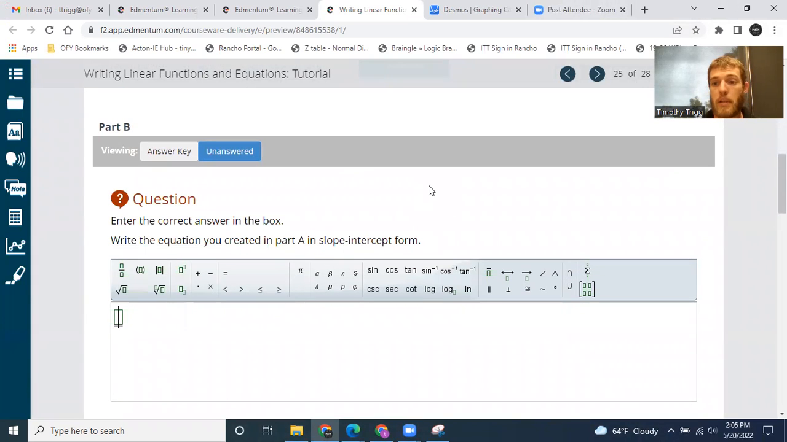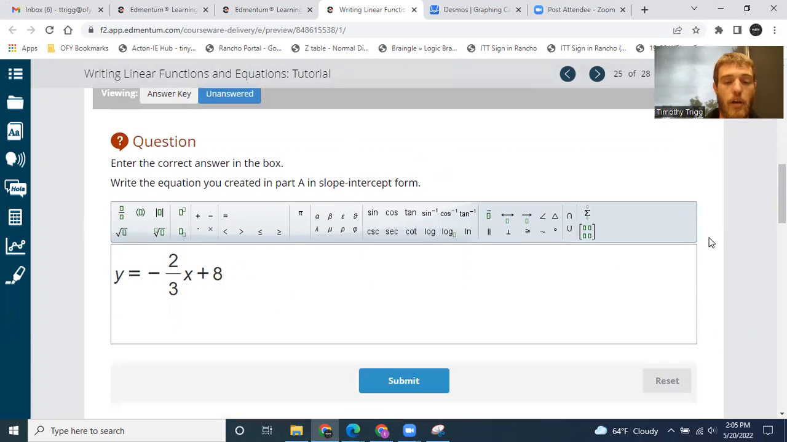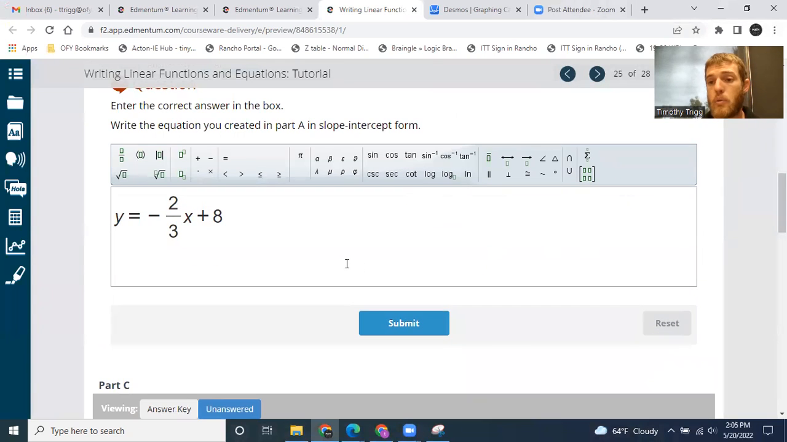And you're going to go ahead and put that here. So y equals negative, use the fraction tool, 2/3 x plus 8. And there you go. Here your slope is negative 2/3 and your y-intercept is 8. So if you were to graph it, you'd put the y on the y-axis, you'd put a point at 8, and then you'd go down 2 over 3 because the slope is negative.